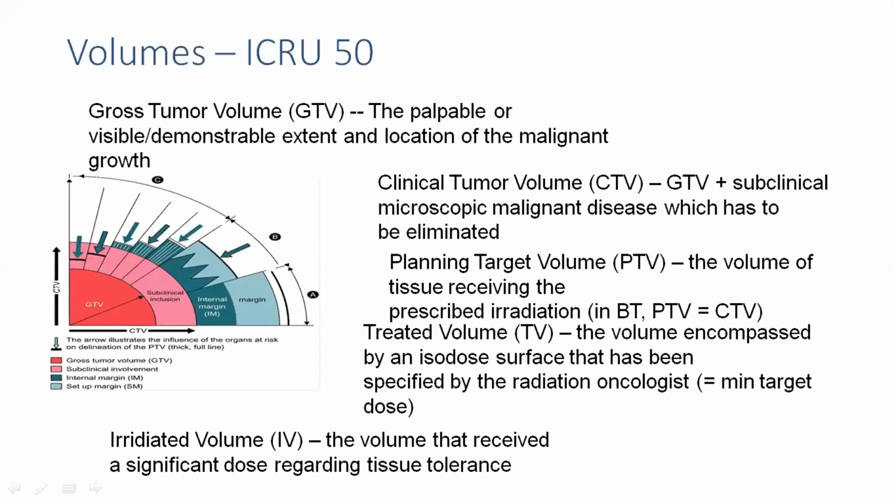So going back to the ICRU 50, we have already seen most probably with the previous classes how our target volumes are defined. Here too, we will be defining the target volumes, and the basic principle is the same: the gross tumor volume, that is the visible or demonstrable tumor, either clinically or radiologically. The clinical target volume, which is the expected microscopic malignant disease, and a planning target volume for inter- and intrafraction errors. But in brachytherapy, as we pack the intracavitary applicators within the tumor, there is very little movement. So in brachytherapy, the clinical target volume is equal to the planning target volume.